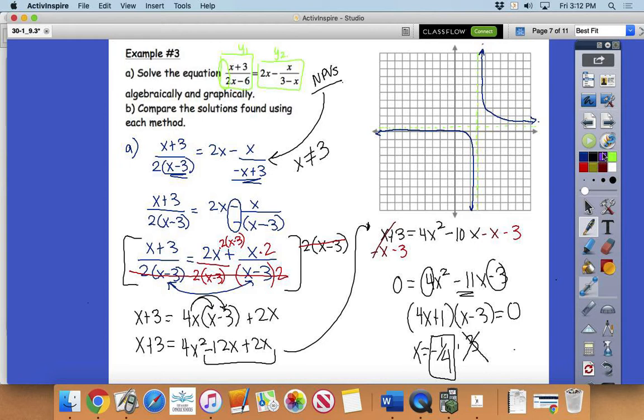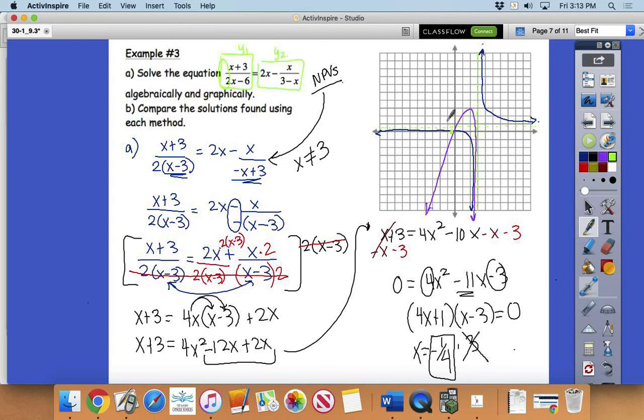y2 is going to have a strange shape as well. It's like a curved quadratic function, so it looks something like this. There you go. So what we should find is that these graphs don't intersect except for the point right here.